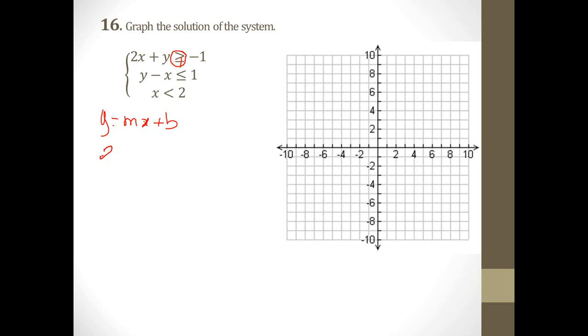Okay, let's go with the first one. So we have 2x plus y is greater or equal than -1. I need to solve for y, which means I'm going to start by subtracting 2x from both sides. This would cancel, so y is greater or equal to -2x minus 1.